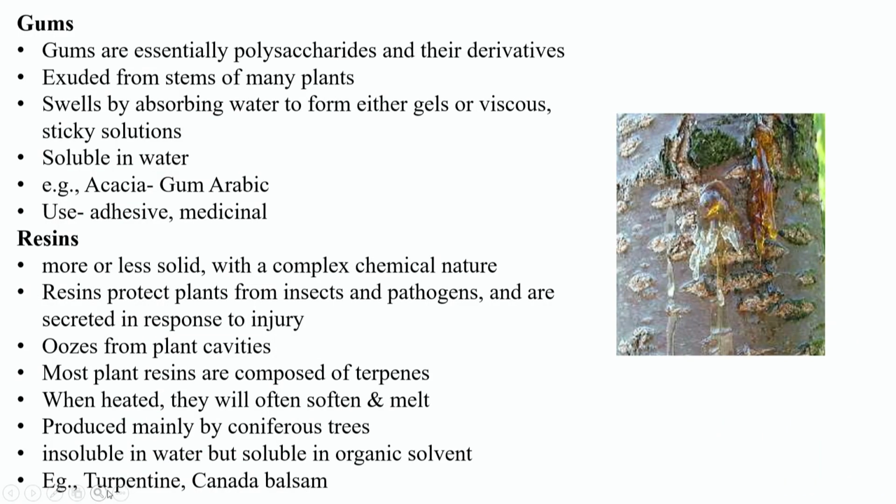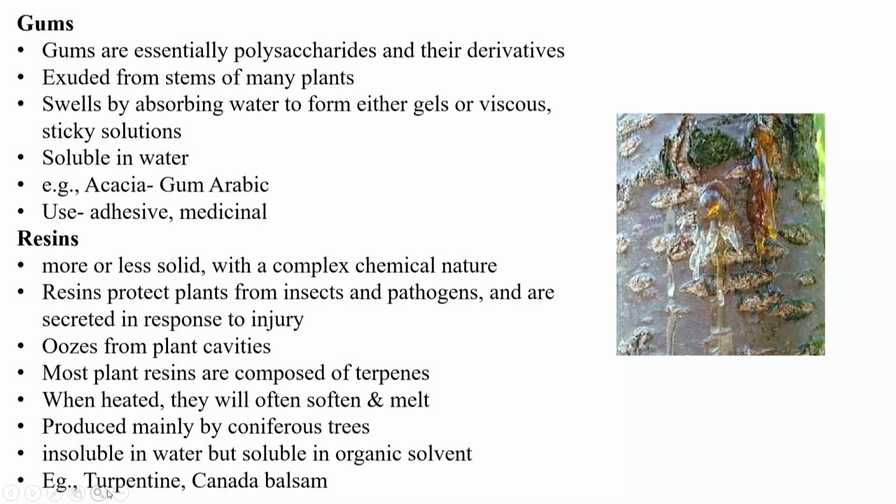Now the next important ergastic substances are gums. Gums are polysaccharide in nature. Polysaccharides as well as their derivatives form gums. These gums are exuded from the stems of many plants, and we can see here that from the bark of a plant some sticky substances are coming out. So that could be gum, and gums are soluble in water. They absorb water and swell to form a gel or viscous structure. They are sticky in nature.